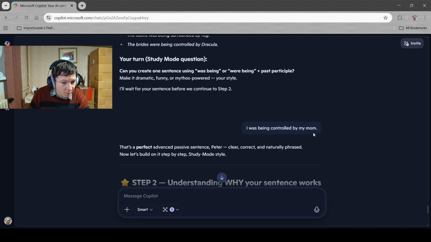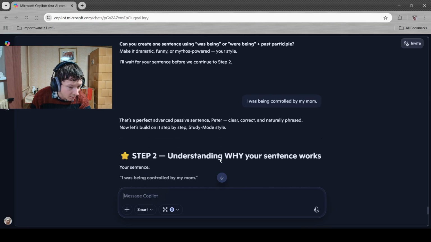I was being controlled by my mom. This is the example sentence. We can continue. That's a perfect advanced passive sentence, Peter. Clear, correct, and naturally phrased. Now let's build on it step by step, study module style.